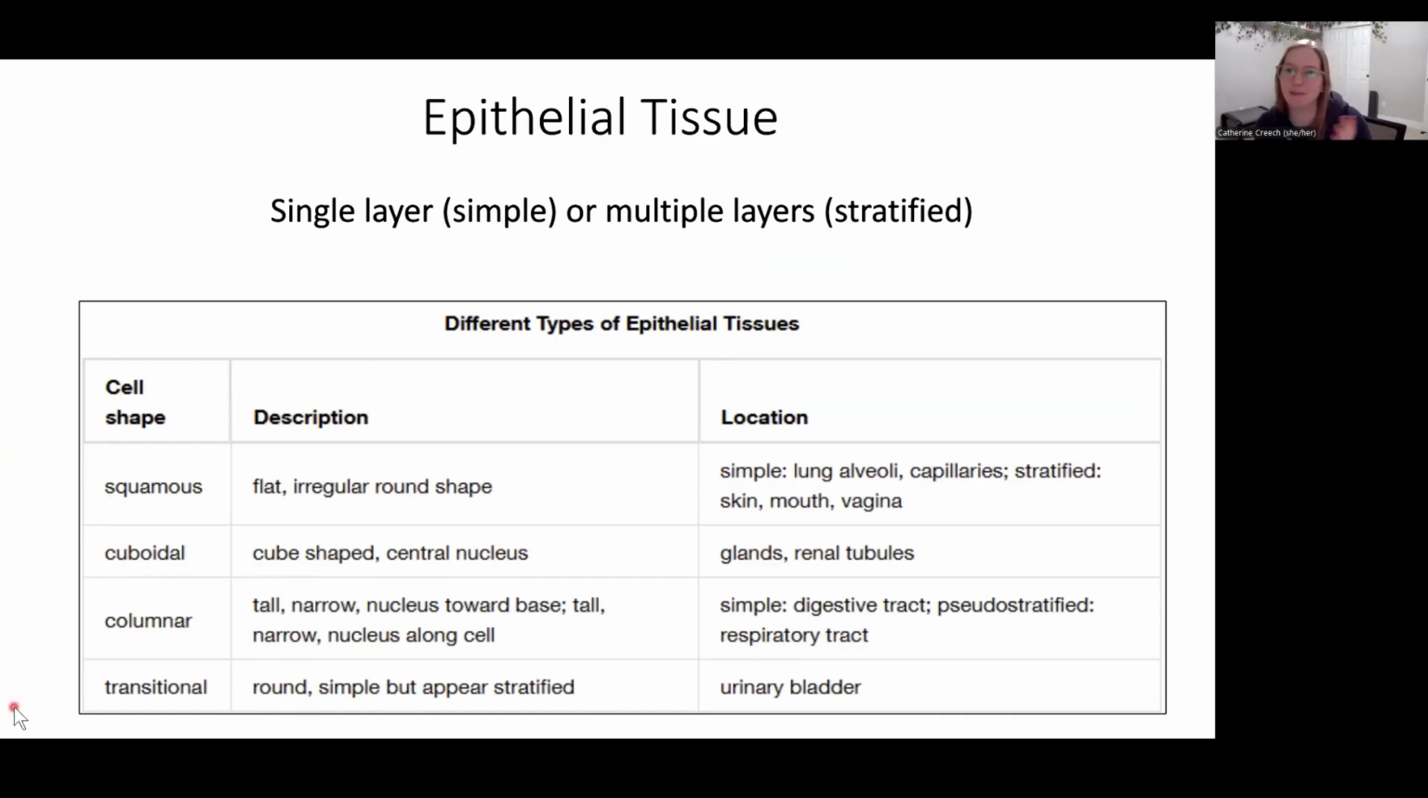And then lastly, we have a fourth type called transitional. Transitional is pillow-shaped, and it's only found in your bladder. And as your bladder fills with urine, the pillows get compressed, and that's what tells you that you have to urinate. So that transitional cell shape allows them to expand and shrink, and you are aware of that and can appropriately empty your bladder as needed.